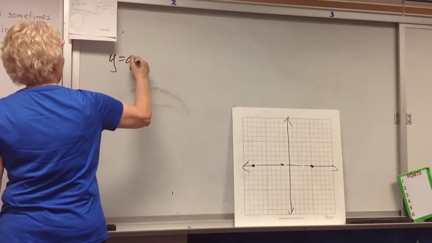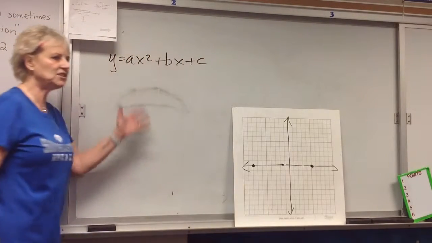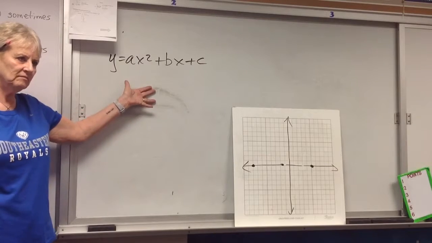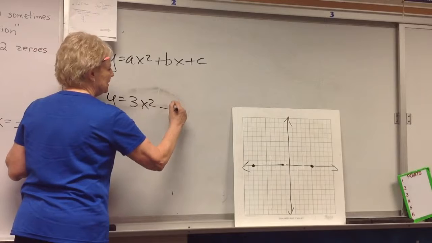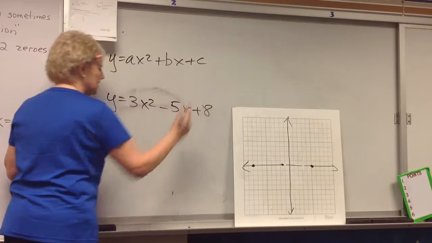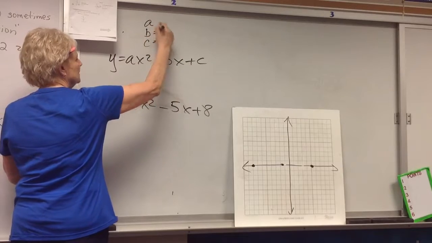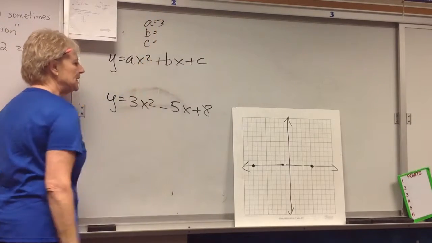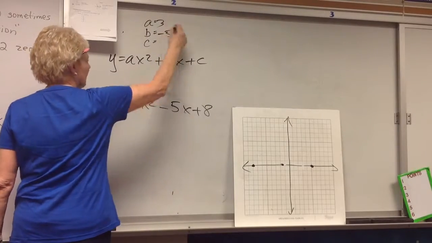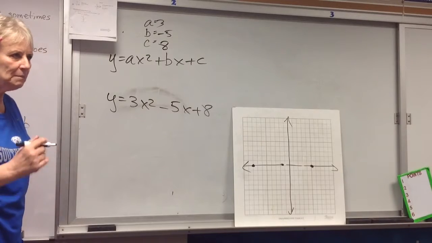Y equals ax squared plus bx plus c. This is a quadratic equation. If I give you y equals 3x squared minus 5x plus 8, you need to know what a, b, and c are. What's a? 3. What's b? -5. What's c? 8. It's very important you can pick out a, b, and c.